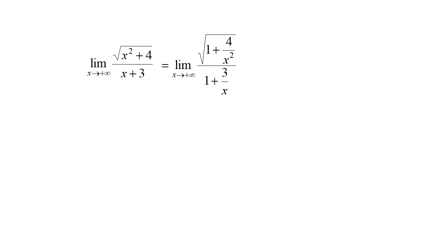So it should be the limit of square root of 1 plus 4 over x squared, all divided with 1 plus 3 over x, as x approaches positive infinity. Now what we can do is just substitute positive infinity. So 4 over infinity will be 0, and 3 over infinity will also be 0. So square root of 1 plus 0 over 1 plus 0 is equal to 1.